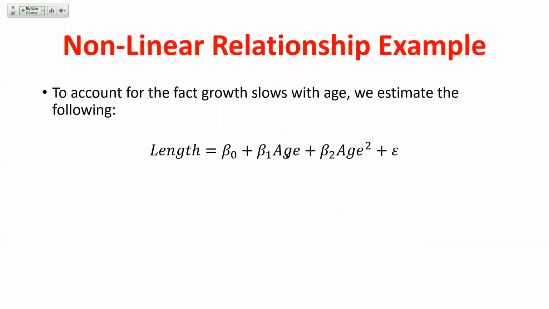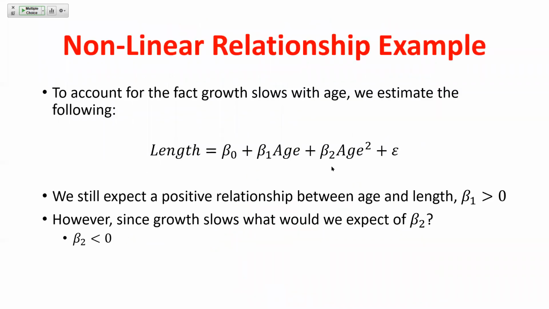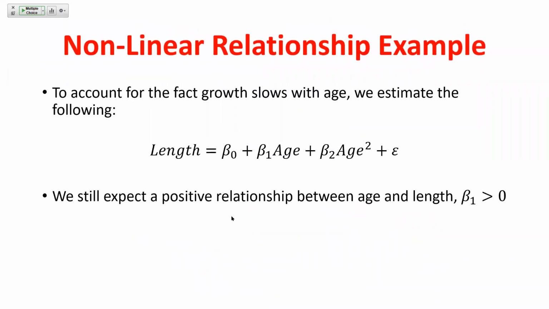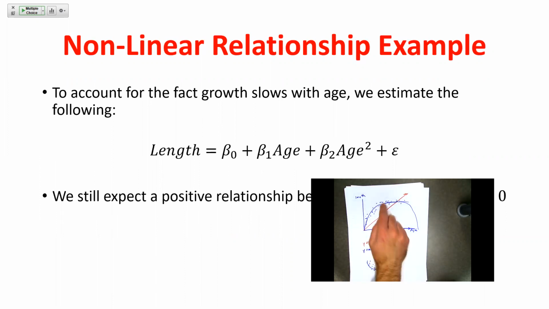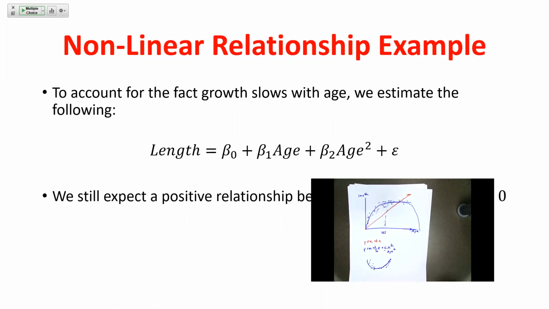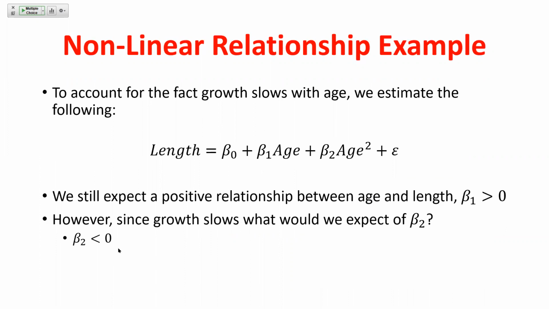So if I run this regression, there it is. And I guess I should have paused here. We know the relationship between age and length is probably positive. But what about this age squared? Well, we think it probably looks something like this, where it's increasing at a decreasing rate. So if I had to guess, I would guess the coefficient on my squared term is negative here, right? Just intuitively, what I would think about the growth of fish or the growth of any animal.